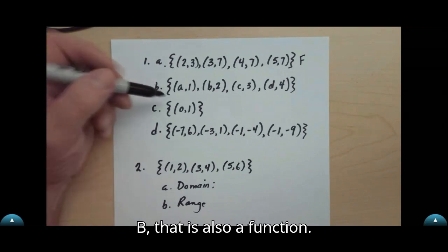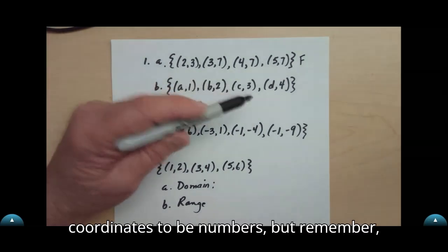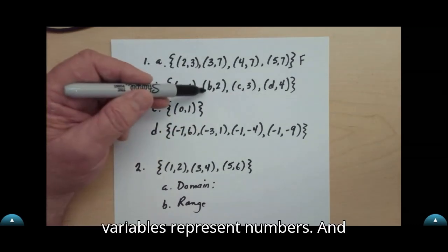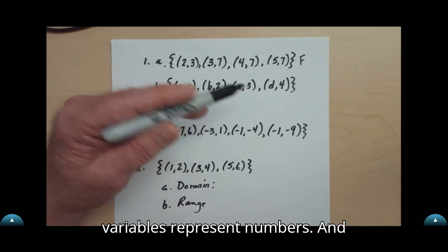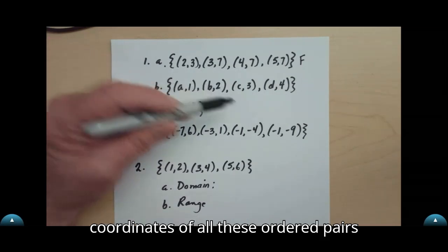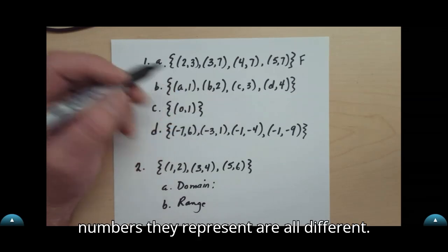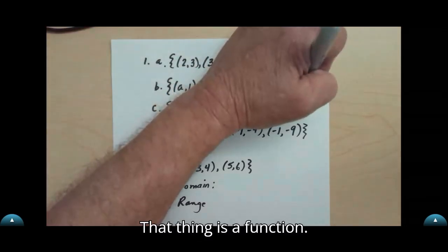B, that is also a function. I know you're expecting the x and y coordinates to be numbers, but remember, variables represent numbers. And all of these variables that are the first coordinates of all these ordered pairs are all different, which means that the numbers they represent are all different. That thing is a function.